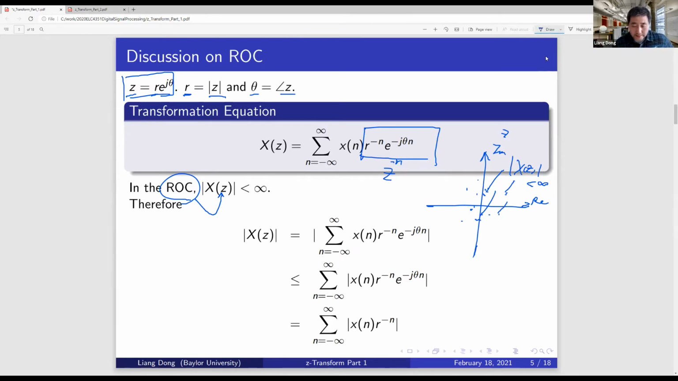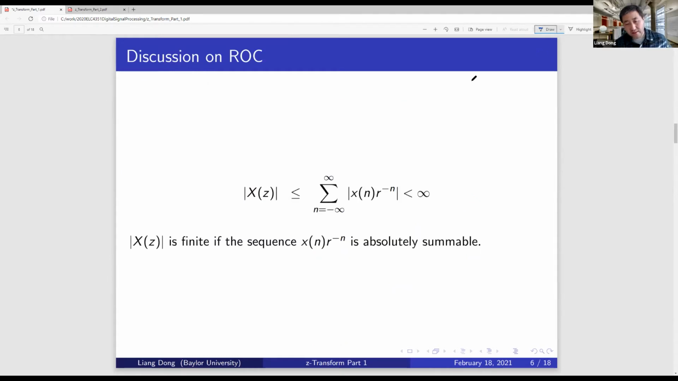And we look inside the absolute value term. Now the exponential e to the power -j theta n, well, I can put an absolute value here and here as well, right? So you put an absolute value, and this term goes away. It's 1. Its absolute value is always 1. So what's left is the sum of the absolute value of x[n] times r to the power negative n, absolute value.